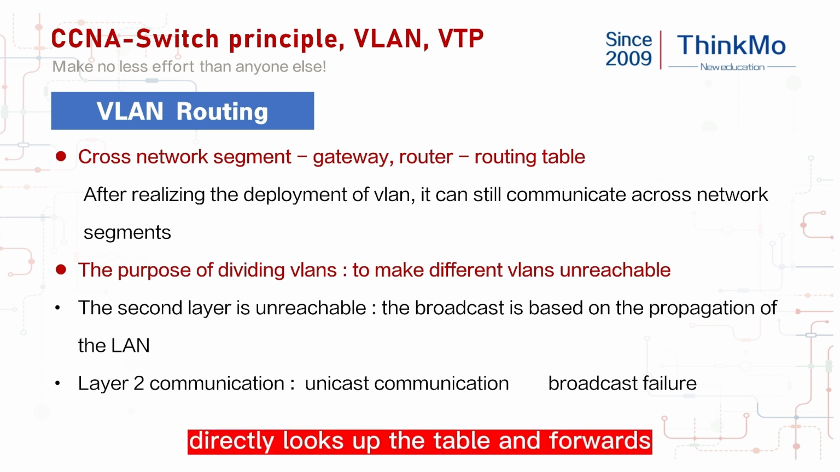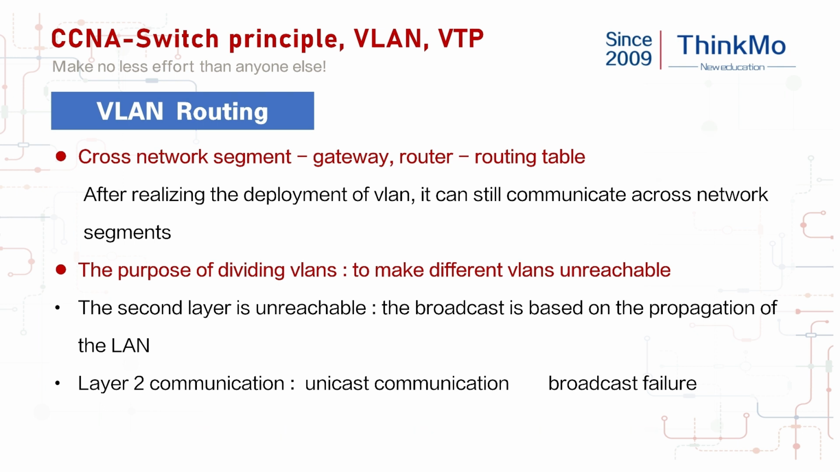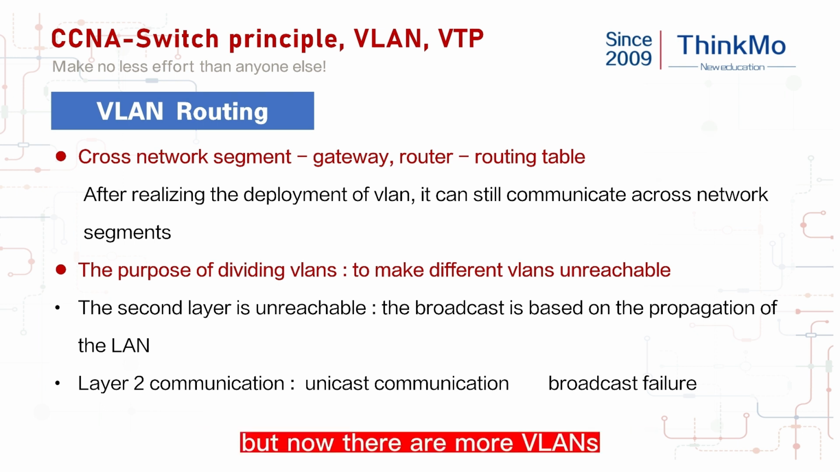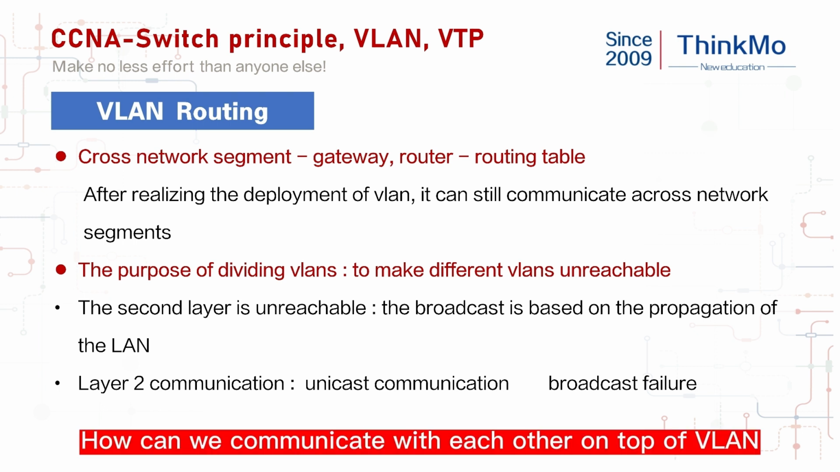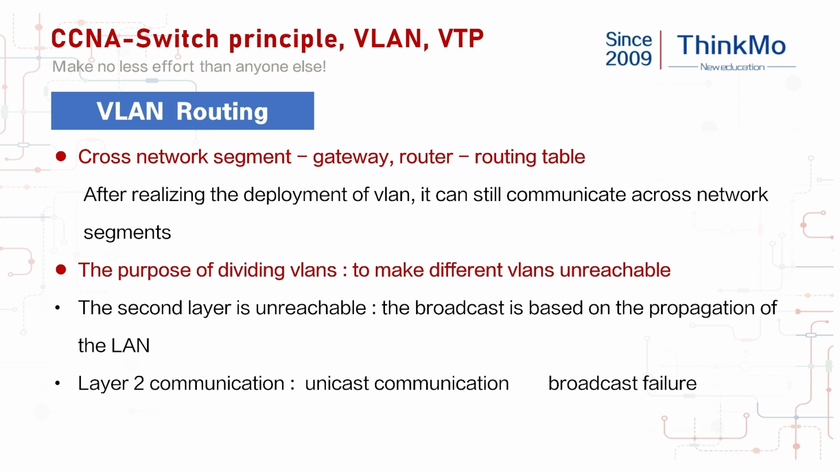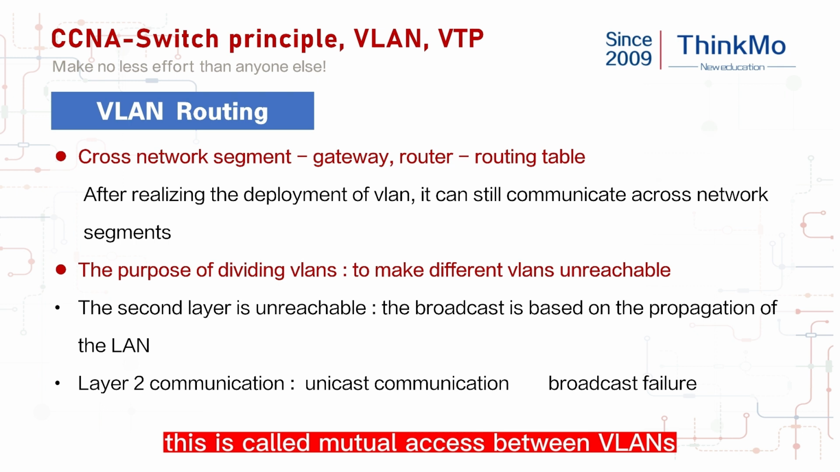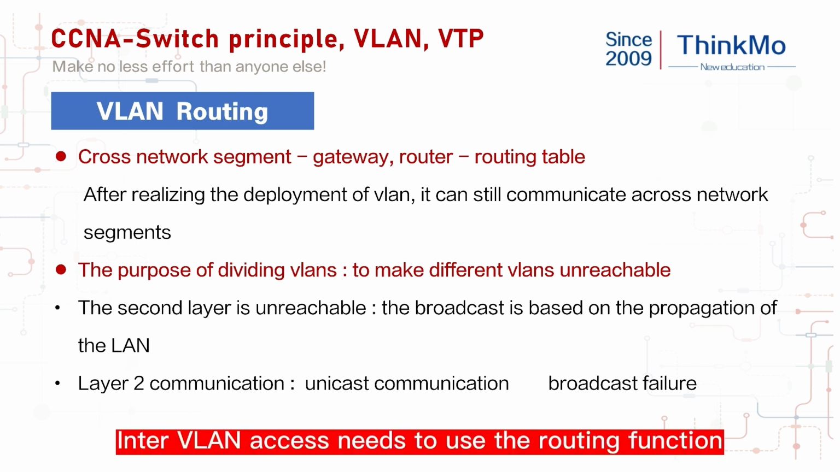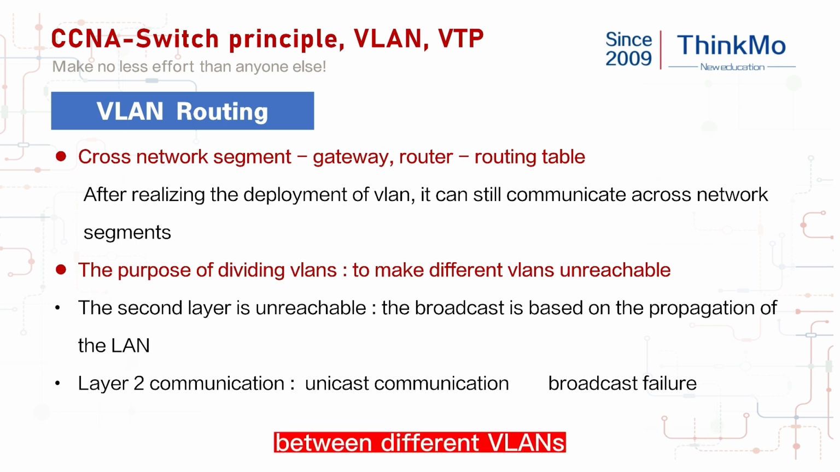Then the router directly looks up the table and forwards. But now there are more VLANs. How can we communicate with each other on top of VLAN? This is called mutual access between VLANs. Inter-VLAN access needs to use the routing function between different VLANs.